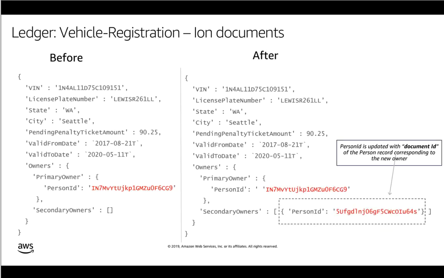So let's now quickly look at how the document looks after it's been updated. On the left hand side, you can see that the secondary owners attribute was an empty list. Now, because we have inserted this particular structure containing the person ID and its value, you can see that the secondary owners list attribute now has one value, which is a struct containing one person ID.